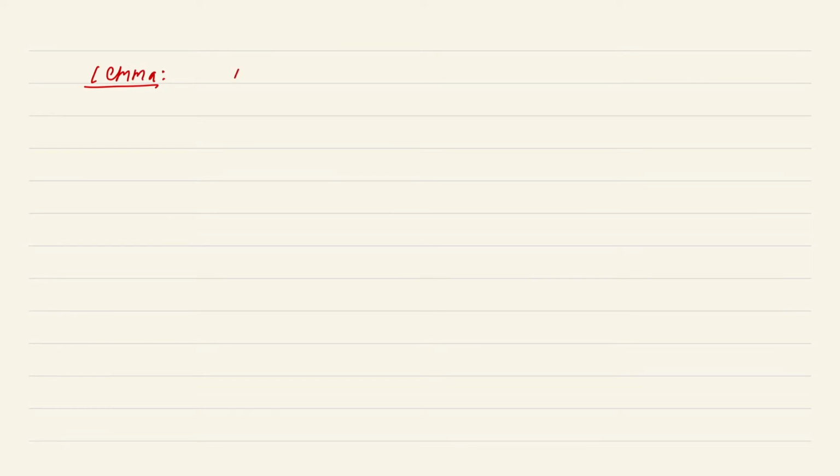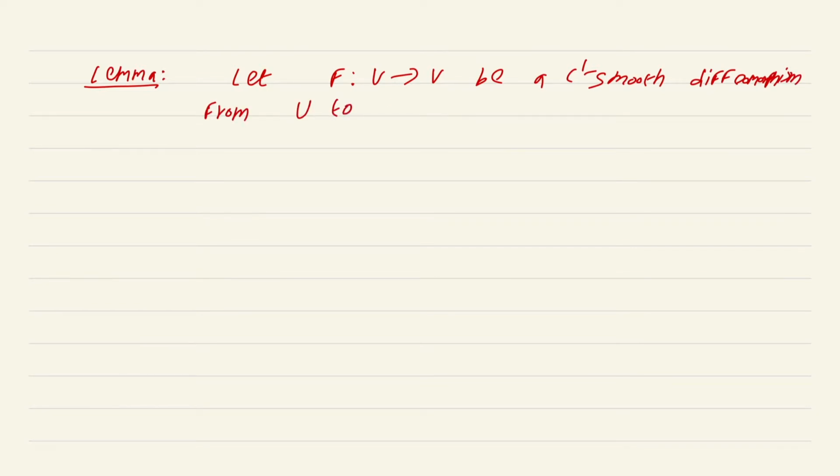Let f from U to V be a C1 smooth diffeomorphism from U to V. This just means that the inverse map is also a C1 map and f is bijective. Of course, U and V, subsets of Rn, are open.